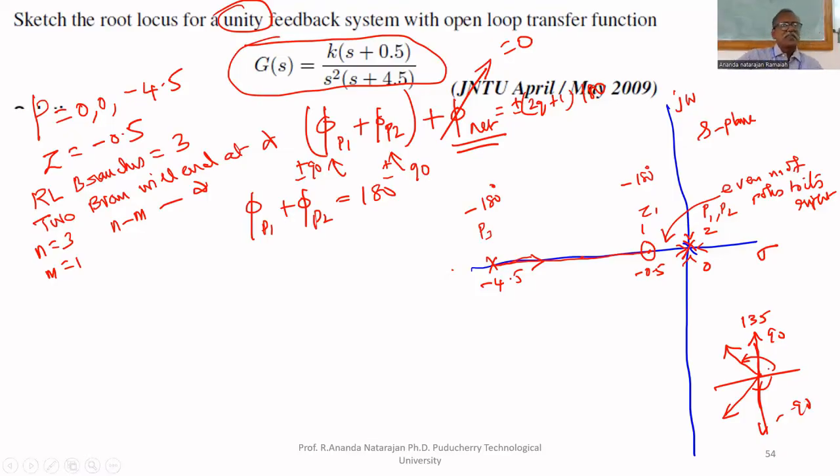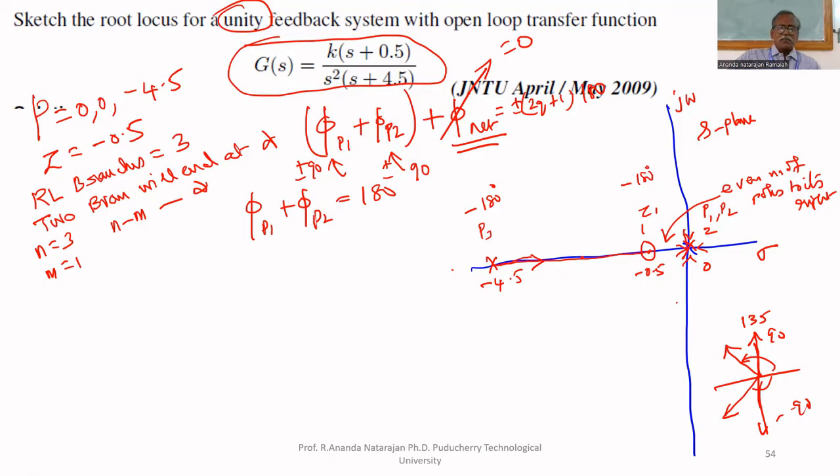At all other angles, it is not symmetrical. Therefore, the root locus comes out from the origin at an angle of 90 degrees. So it comes out at 90 degrees. Here also it comes out at 90 degrees. That point we got. Here, is there any breakaway point?